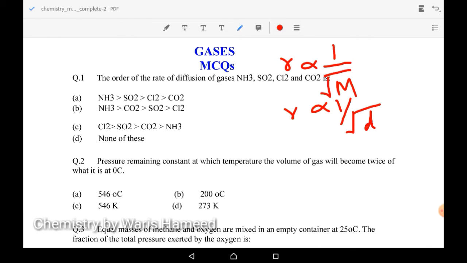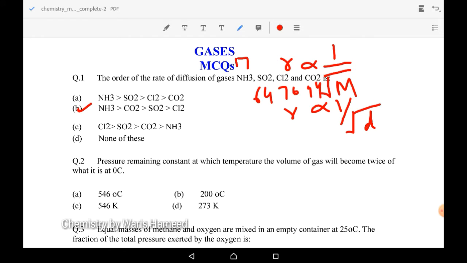In this case, ammonia has molar mass 17, sulfur dioxide has 64, chlorine has 70 and carbon dioxide has 44. Now we can categorize it: ammonia will have the greatest rate of diffusion, then carbon dioxide, then sulfur dioxide, and at the end chlorine. So the second option, B, is the correct one.